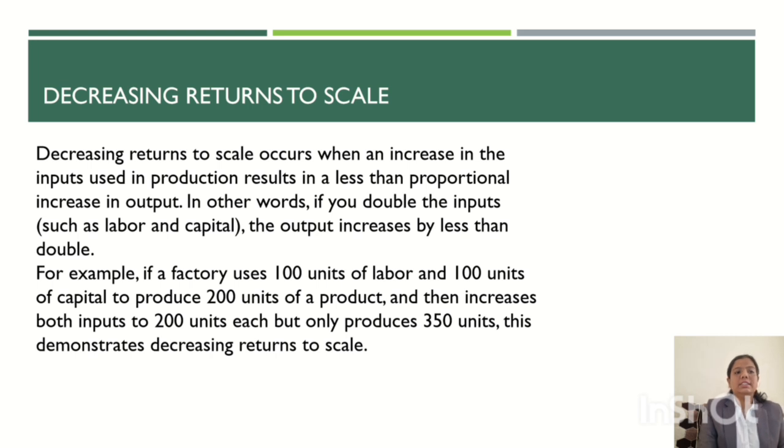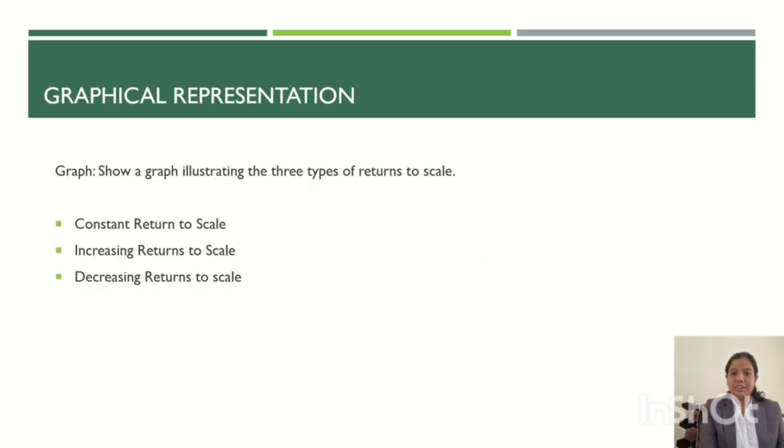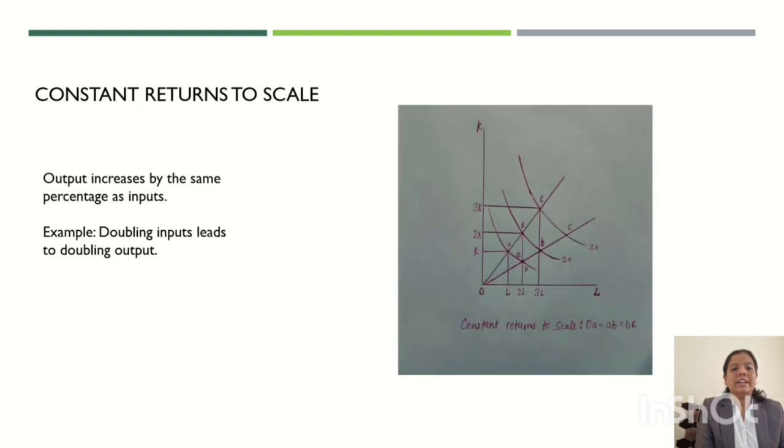So next, the graphical representation of returns to scale, the law of returns to scale. There are three types of returns to scale that are represented graphically: constant returns to scale, increasing returns to scale, and decreasing returns to scale. In this graphical representation, we can see the output increases by the same percentage as the input.